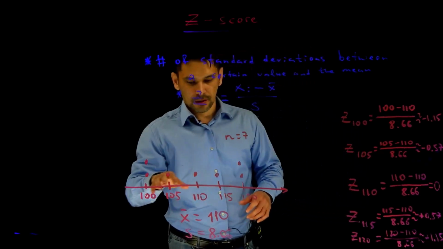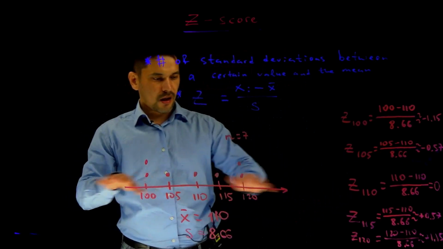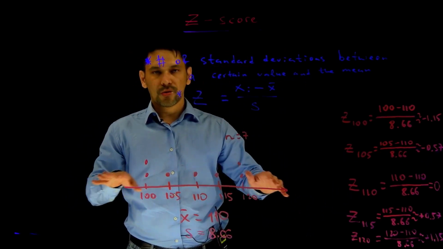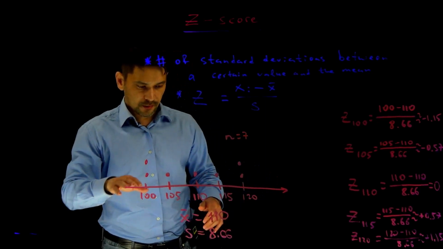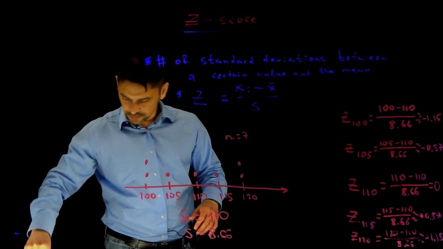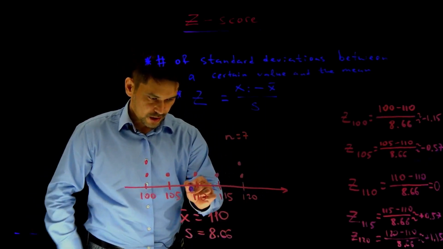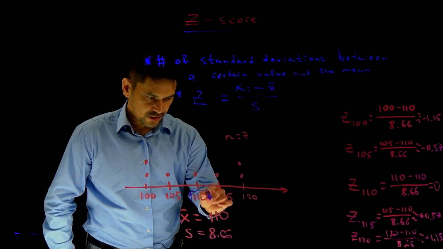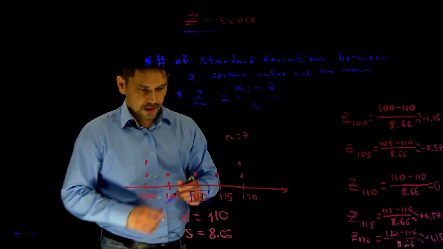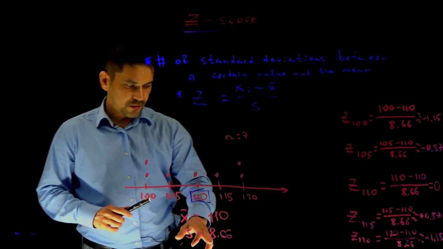Here's an example. Let's say this graph is showing the IQ scores of 7 people. Now the average IQ score in this group is 110. Now the standard deviation is 8.66.